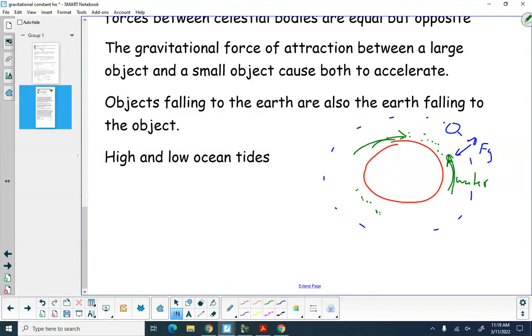Water's going to rush to here. When the moon comes over here, the water is going to rush towards the moon. The reason why is the moon has a gravitational force towards it. It's going to pull the water towards it. When it pulls the water towards it, you're going to increase the level of the water, which gives you the high tide.